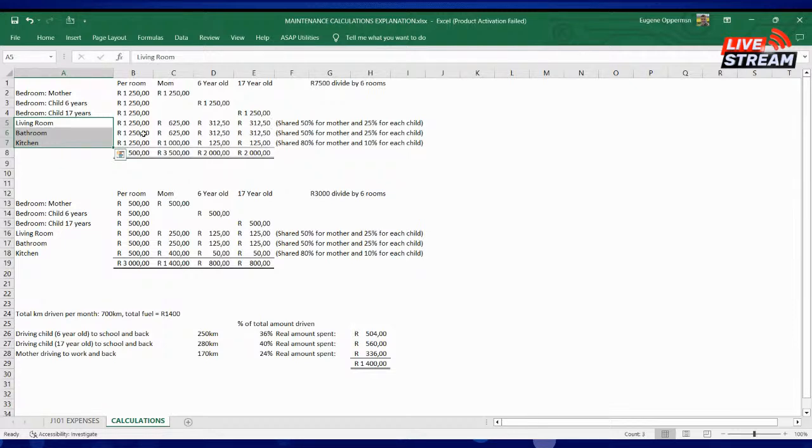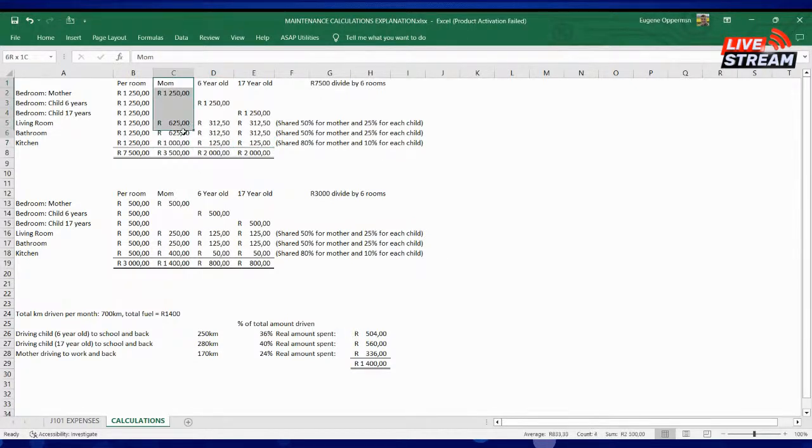If we apportion that in order to get a fair amount, like I said, they shared the common areas, then it gets allocated 625 Rand for mom for the living room, because that contributes to 50%. She shares 50% of that, and the children 25% each. If we look at the kitchen, for example, mom spends 80% in the kitchen, then she needs to pay 1,000 Rand towards the area of the kitchen, and the children 125 Rand each.